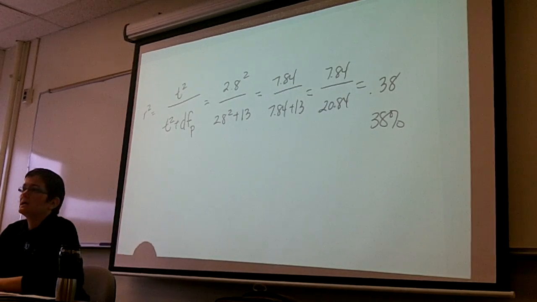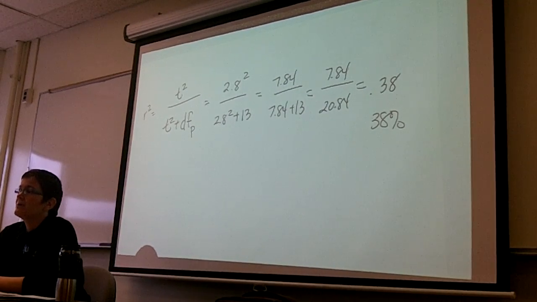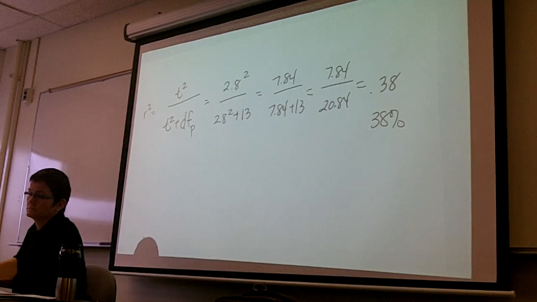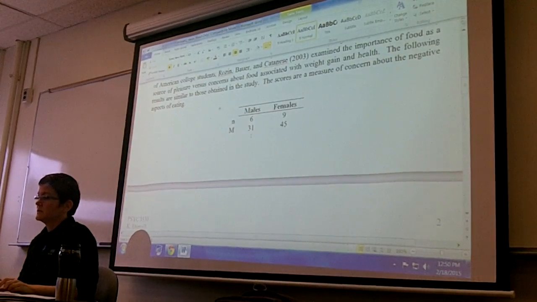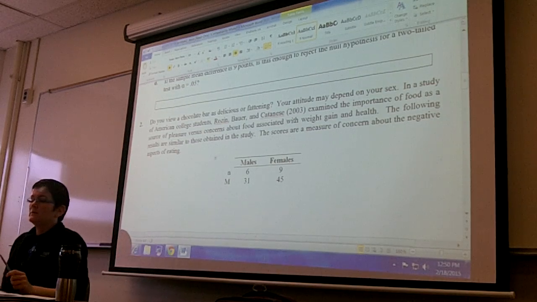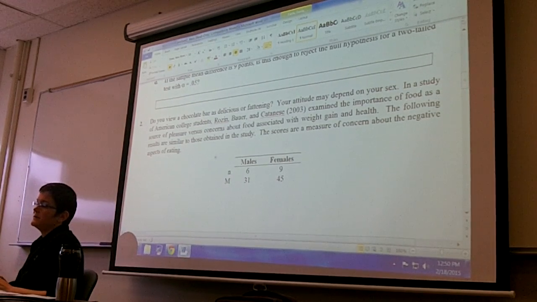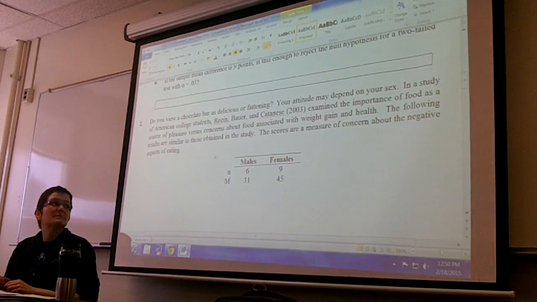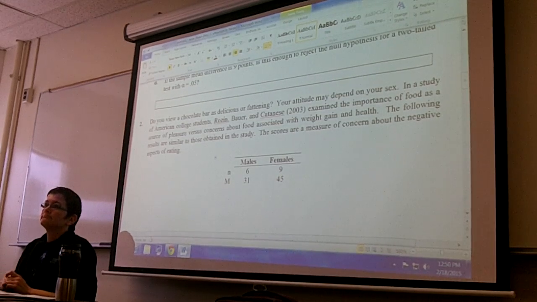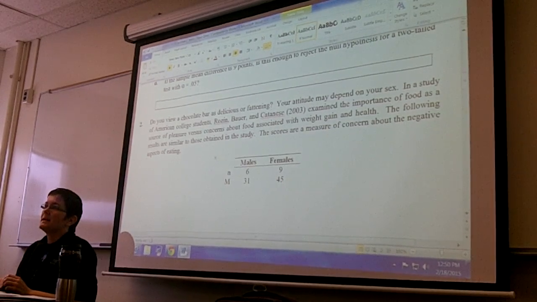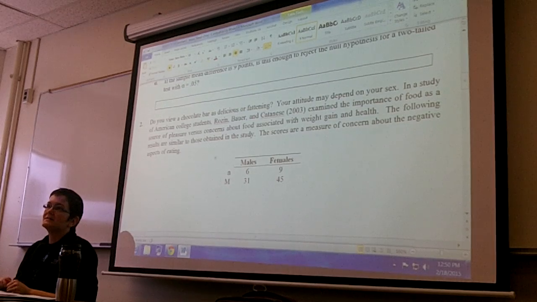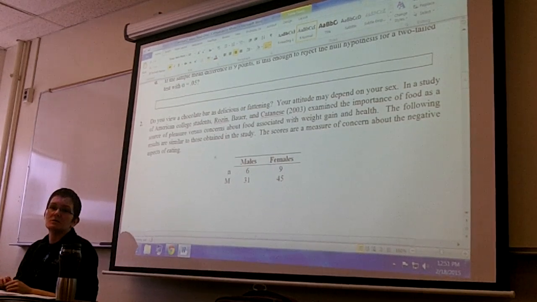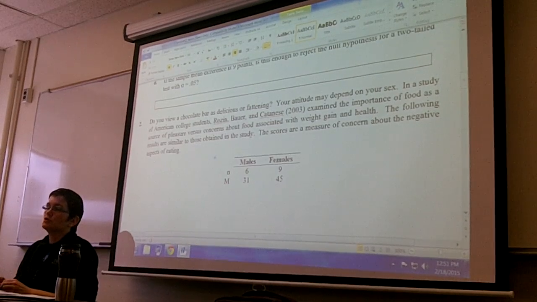All right. So, second verse, same as the first. Summarize the results for me in sentences and then an APA-style statistical statement. Let's go back and see what we're looking at. Okay, so we're comparing males and females, and we're measuring their concern about the negative aspects of eating, where the females had the higher average and the males had the lower average. And we found that that difference was statistically significant. So how do I say that? In a sentence or two.